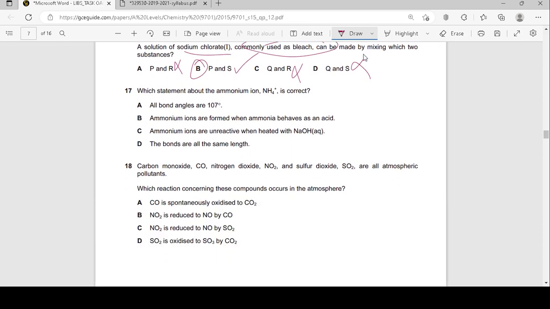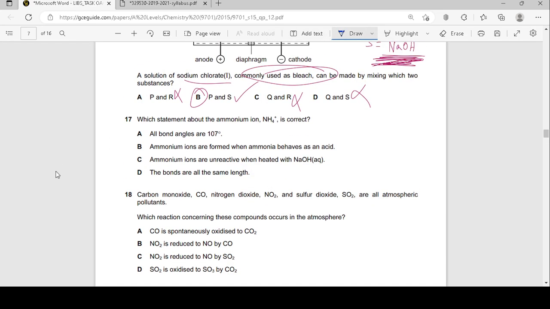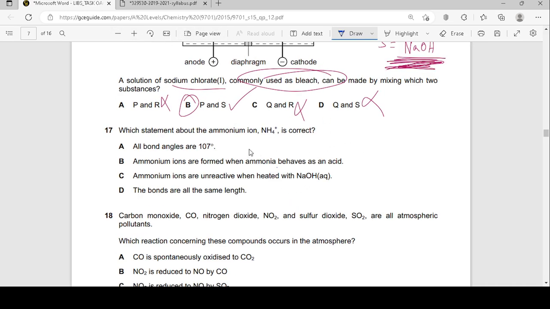Now, which statement about the ammonium ion NH4+ is correct? Is it correct or incorrect, not politically, but chemically? All bond angles are 107 degrees. Draw it out, which I already did once before in this paper.